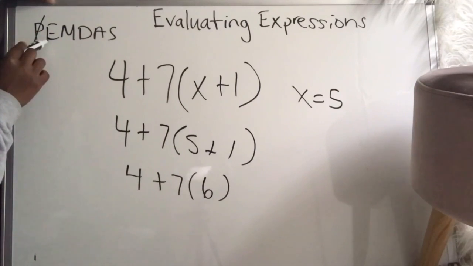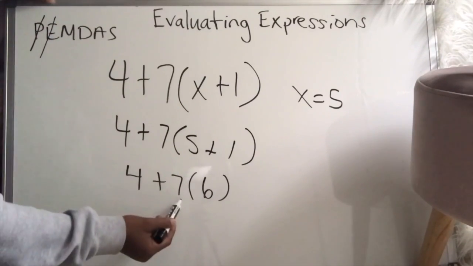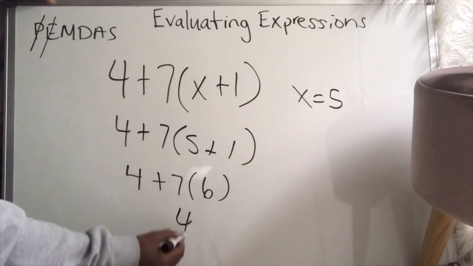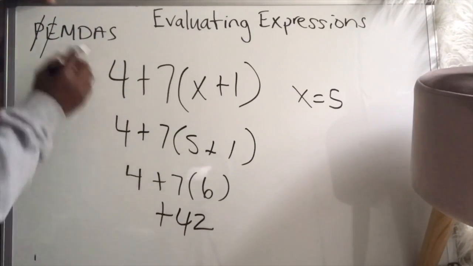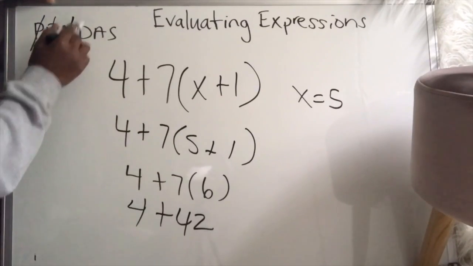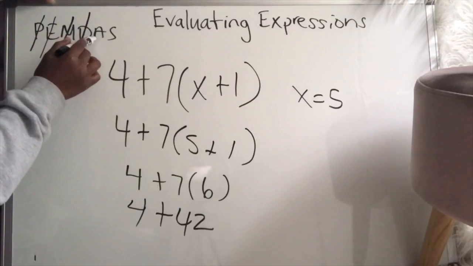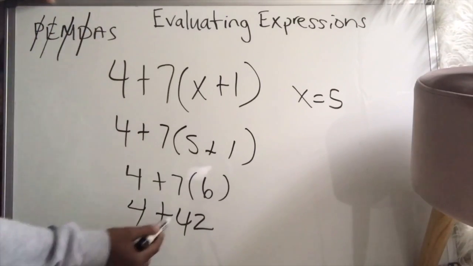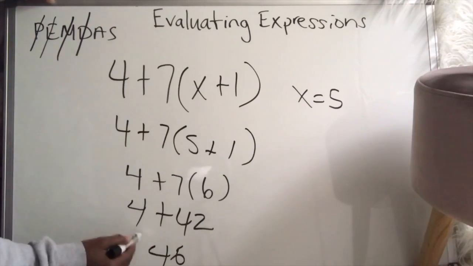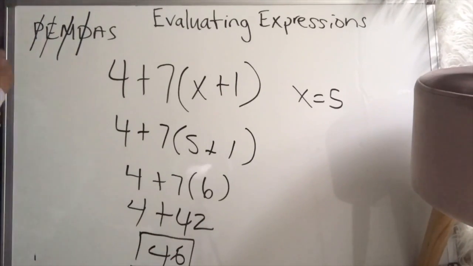Do we have any exponents? No. Multiplication, yes. 7 times 6 is what? 42. So we don't have any more multiplications. Do we have any divisions? No. We have addition, and 4 plus 42 is 46. So that is my answer.